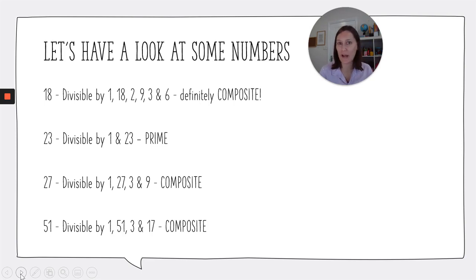And finally, 51, another one that feels like it should be prime, actually has 1, 51, 3, and 17 as its factors. I can divide 51 equally into 3 groups of 17 with none left over. So that means that that number is also composite.